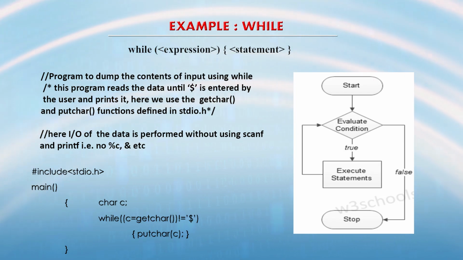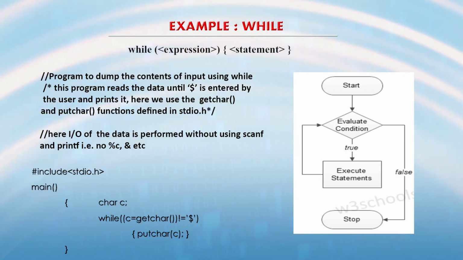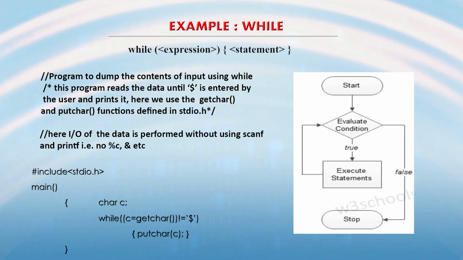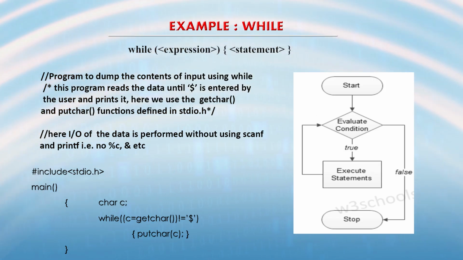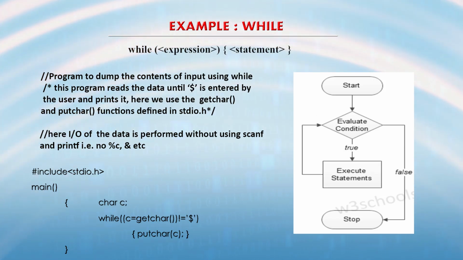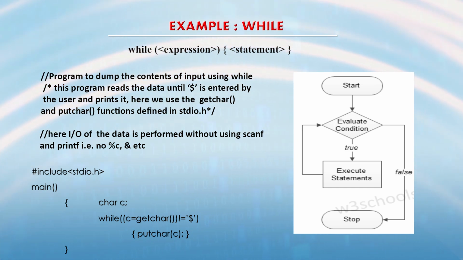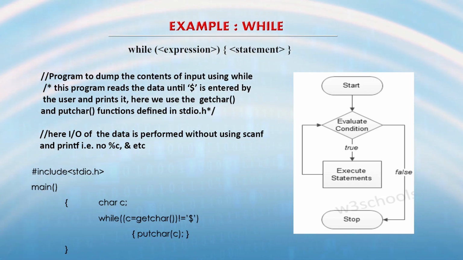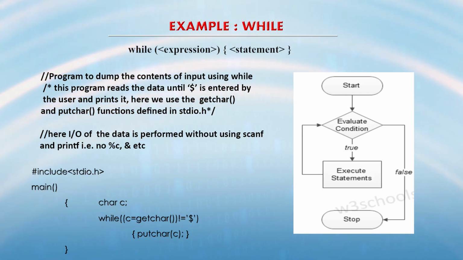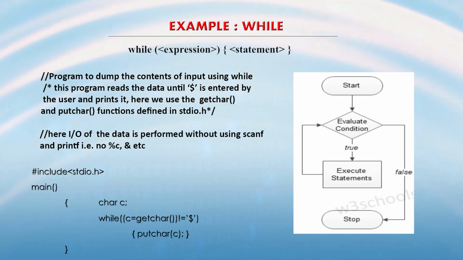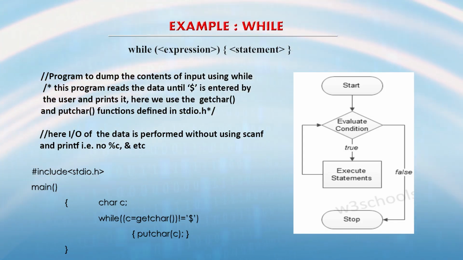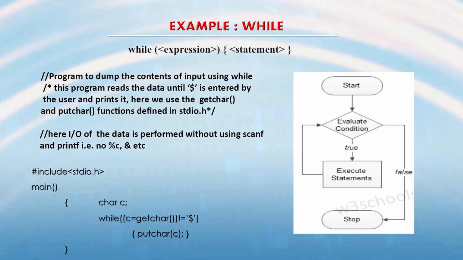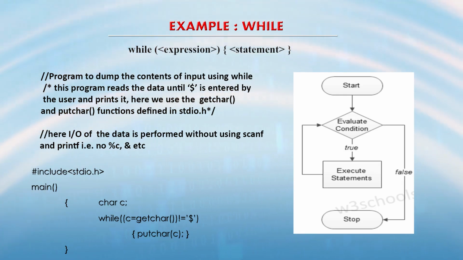So, while c is equal to getchar not equal to $. The user is continuously entering the text, and the compiler is continuously checking whether the character entered by the user is $ or not. If it is not a $, the program puts those characters onto the screen by using the function putchar. The moment the user wants to terminate the execution of the program, they simply enter $, and when c is equal to $, it comes out of the program.